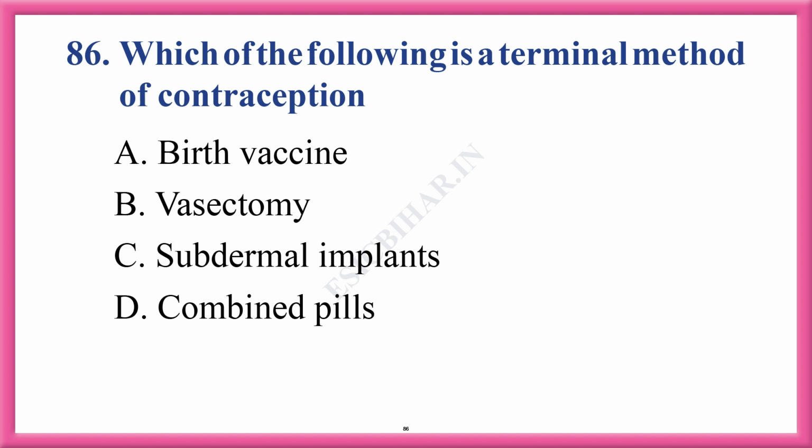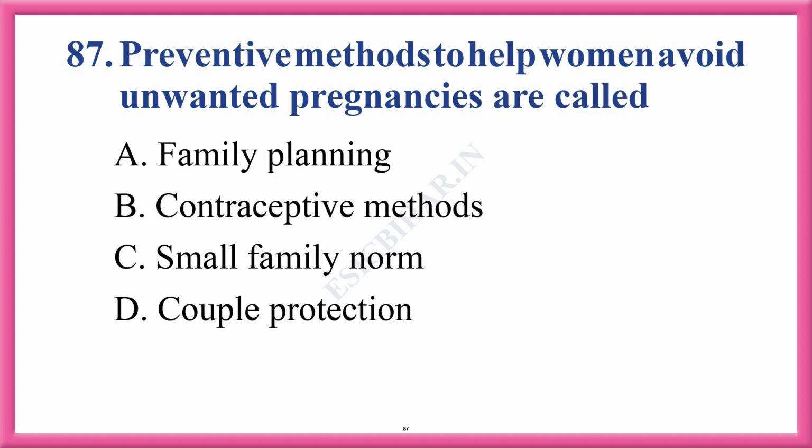A. Birth vaccine. B. Vasectomy. C. Subdermal implants. D. Combined pills. And the answer is B. Vasectomy. Question 87. Preventive methods to help women avoid unwanted pregnancies are called A.